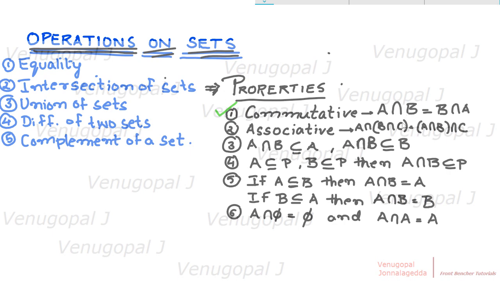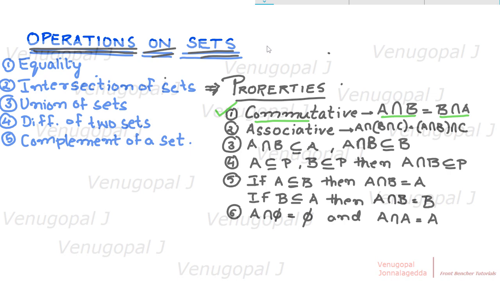So what does commutative mean actually? By commute, what I mean is moving around. Okay, so look at this example. A intersection B is equal to B intersection A.